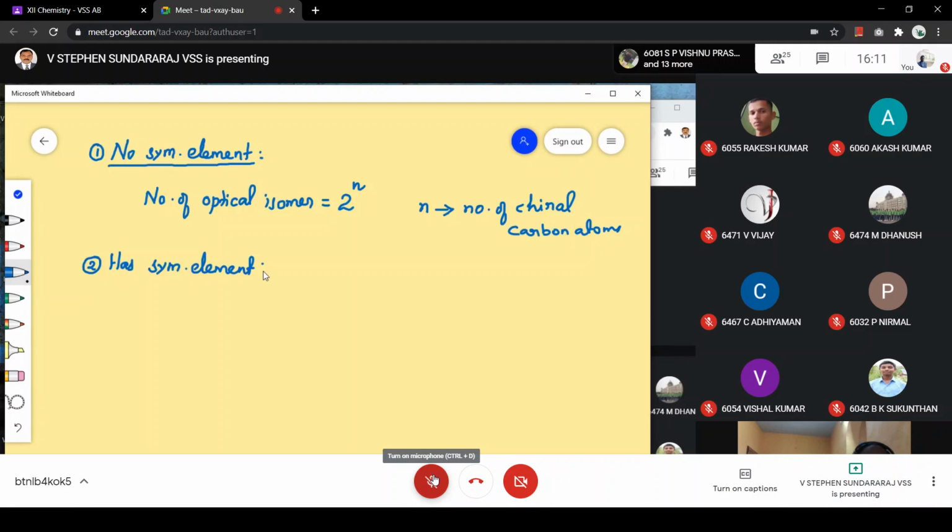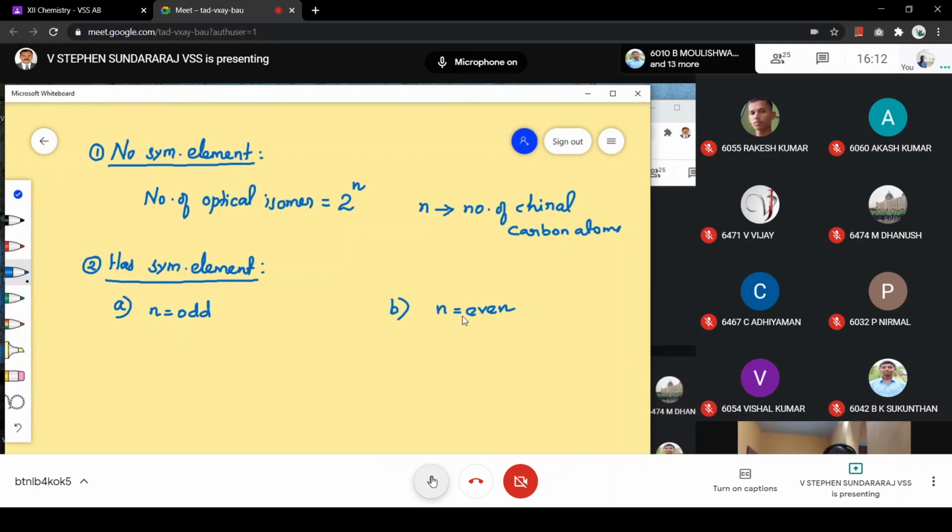Symmetry element. I will tell you what a symmetry element is, that is, the plane of symmetry. When a molecule has a symmetry element, there are two cases: one is A and another one is B, that is, n is odd and n is even. What is n? n is the number of chiral carbon atoms.